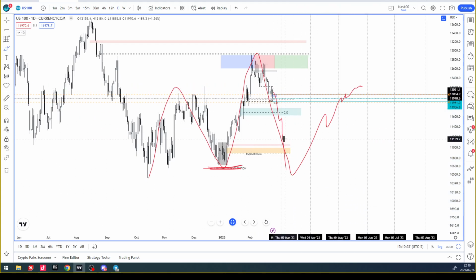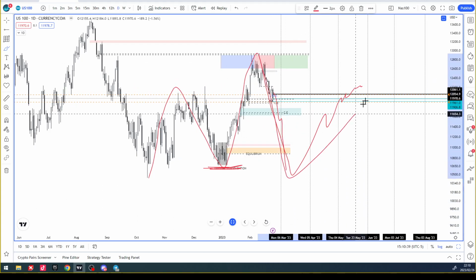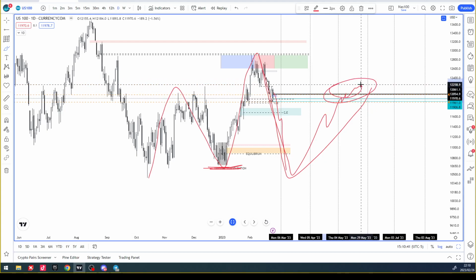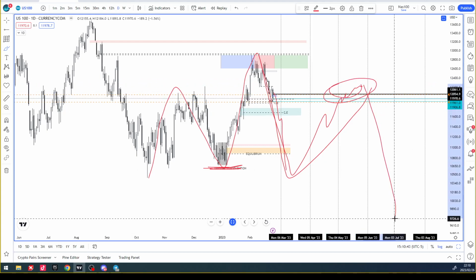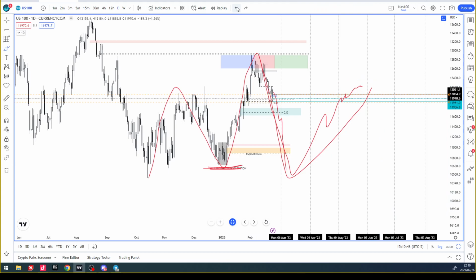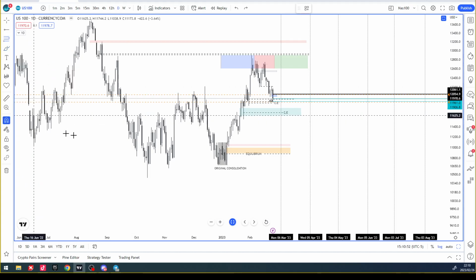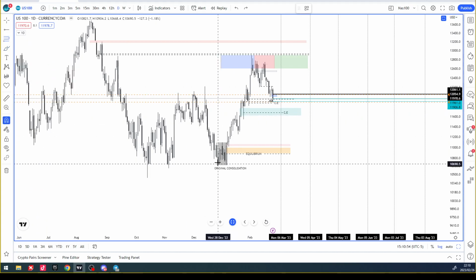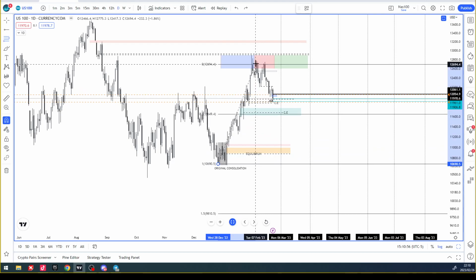But if it goes the other way around and goes straight down here and then gives us this, we'll take that too, because we'll get that next. Either or. All we need to be cognizant of is 50% of this range.